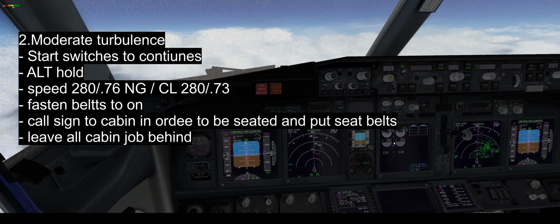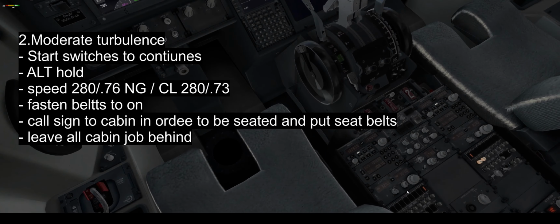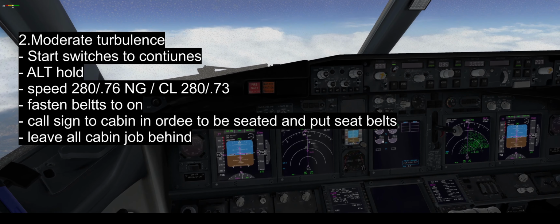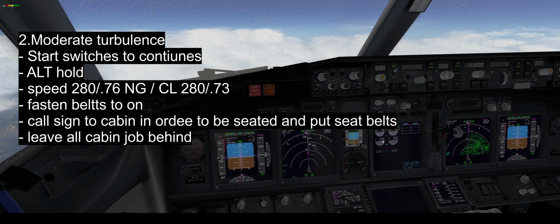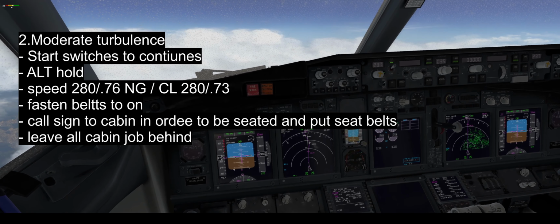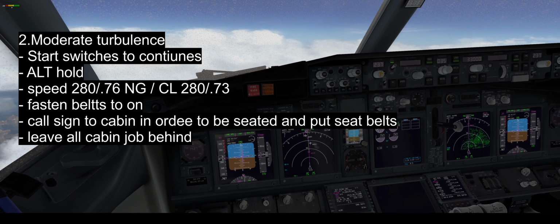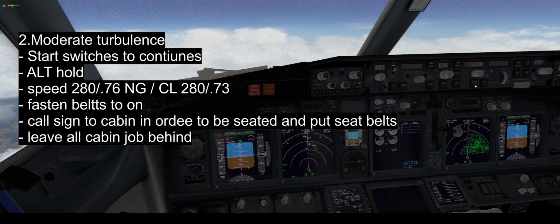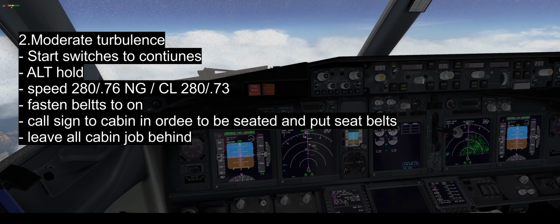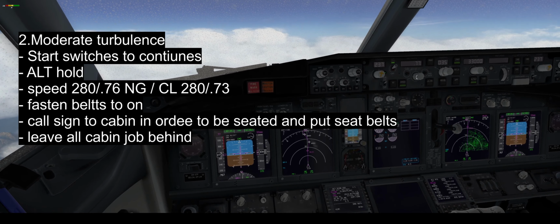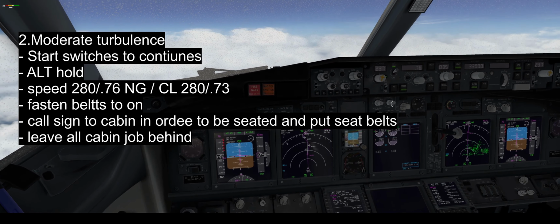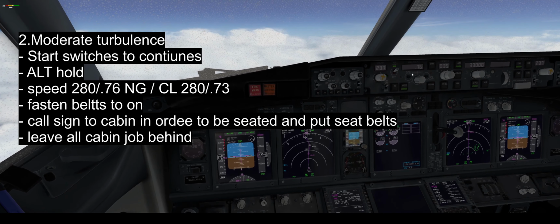Different companies have different procedures. Last company I flew for, we had the call sign for cabin crew be seated. What does it mean? That all the job they are doing, they leave everything behind and they go and sit down. Okay, and then we will put the altitude hold. So no VNAV now, altitude hold, and put the turbulent penetration airspeed. That means that its limitation is 0.76. Like now, if we are on a conversion, the turbulent speed is 280.